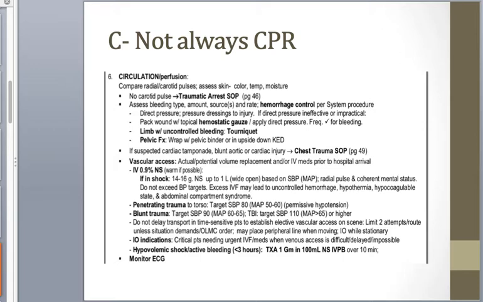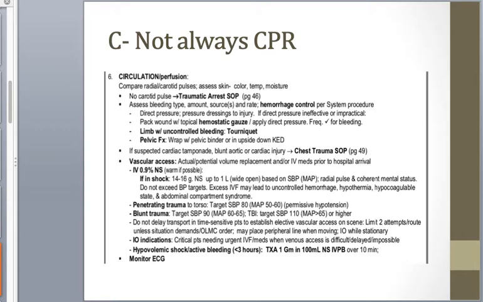If you do suspect a cardiac tamponade, blunt aortic, or cardiac injury, follow appropriate protocol. This mentions vascular access. We need to be aware that these people may need a lot of volume replacement. I think we're really good at figuring that one out if they need any volume replacement.